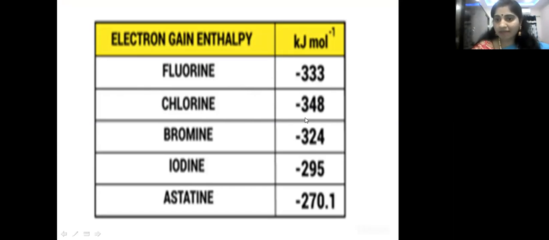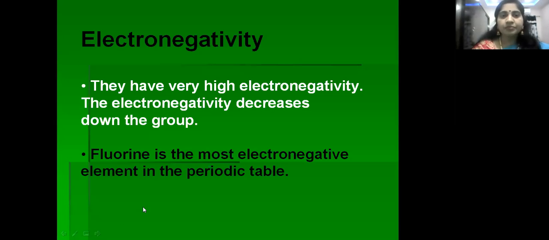So these are all having negative values, negative electron gain enthalpies, children, because of the ns2 np5 configuration, so they easily accept that electron. So that reaction, accepting an electron, is favorable for it. So because of that, this electron gain enthalpy is negative, high negative when compared with other elements in the corresponding periods, right?